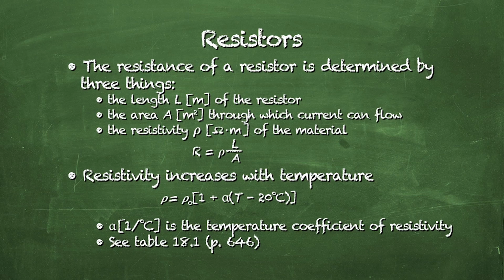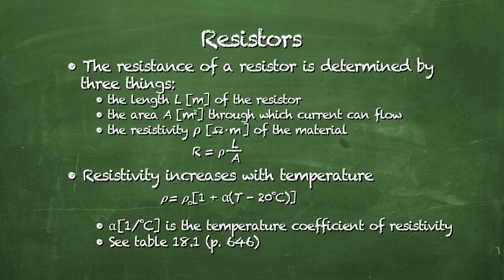So the net effect is that the resistance is equal to the resistivity times the length of the resistor divided by the area. Also empirically, the resistivity increases with temperature. This is represented by the equation resistivity is equal to resistivity sub 0 times 1 plus alpha times the temperature of the resistor minus 20 degrees Celsius. So you can see that the resistivity sub 0 is the resistivity of the resistor at 20 degrees Celsius.